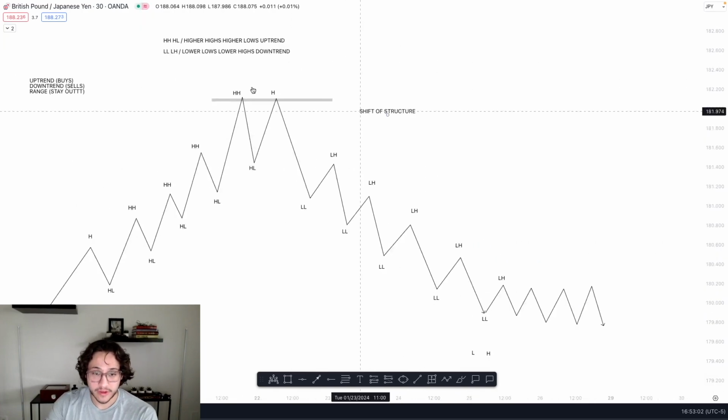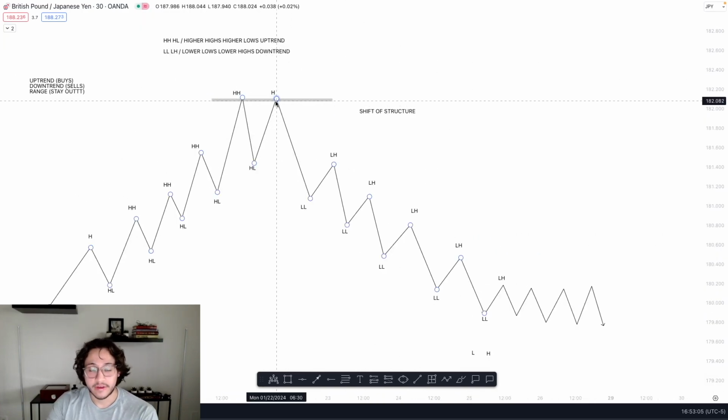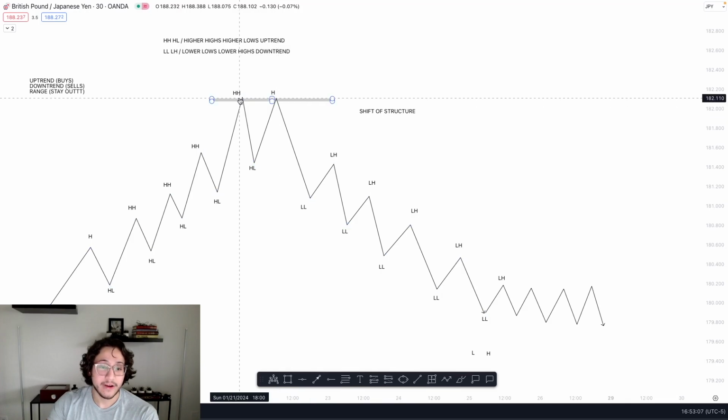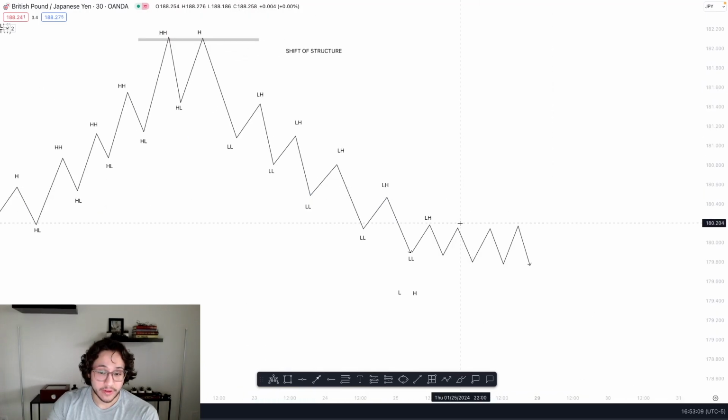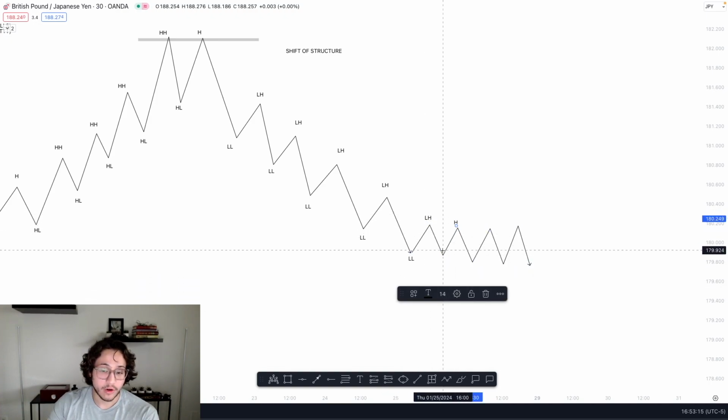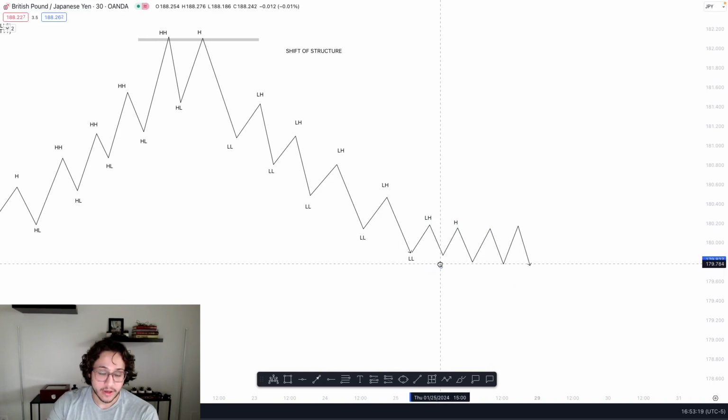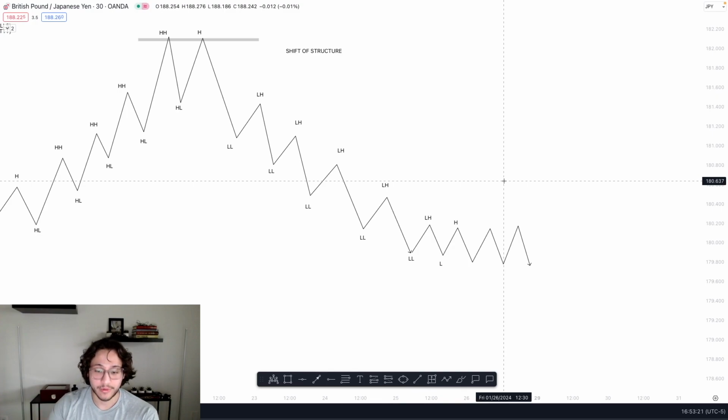Now, check this out. It's the same exact thing as over here. This is a high because this high is not higher or lower than the previous one. Now, this high is not higher or lower than the previous one, so this one remains as a high. Same thing over here. This low is not lower or higher than the previous low, so it remains as a low, right? So it's very simple to understand.